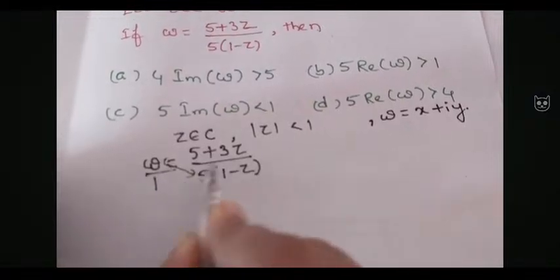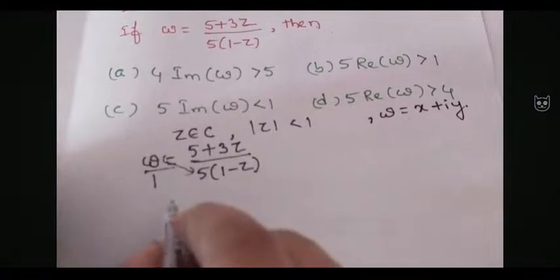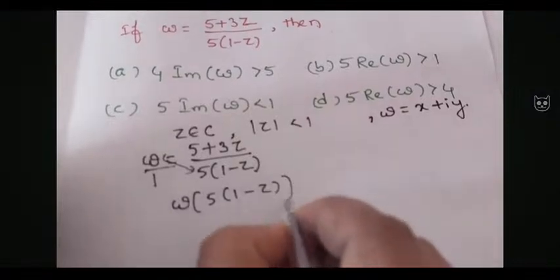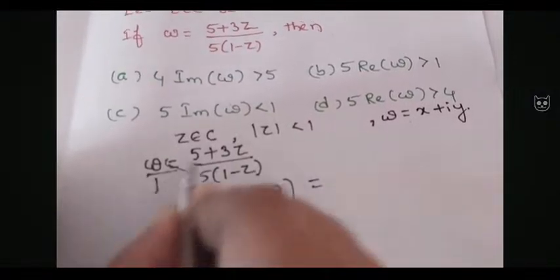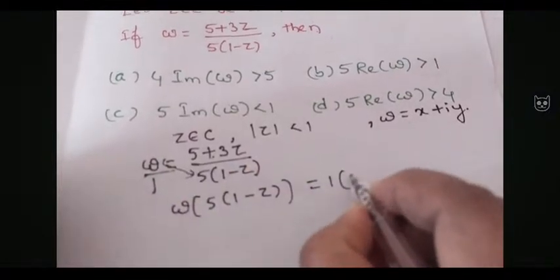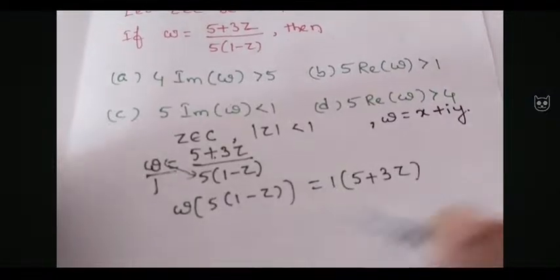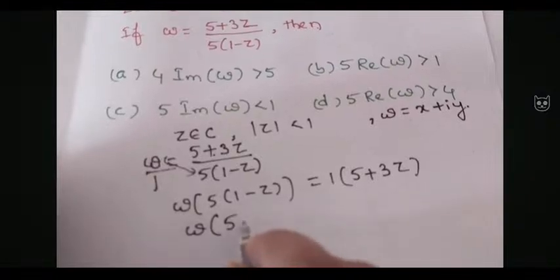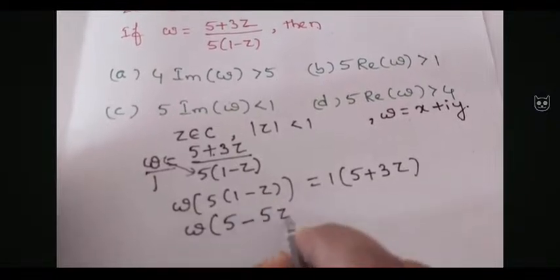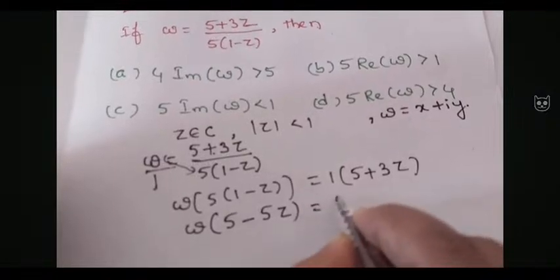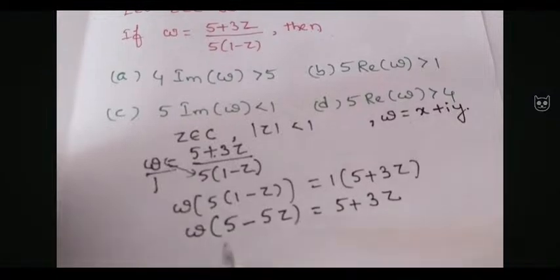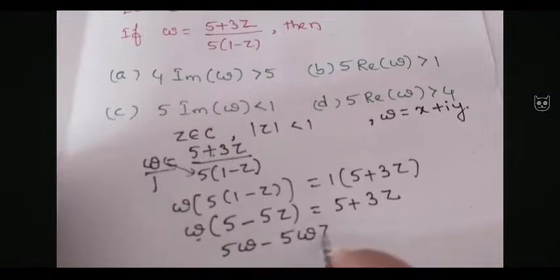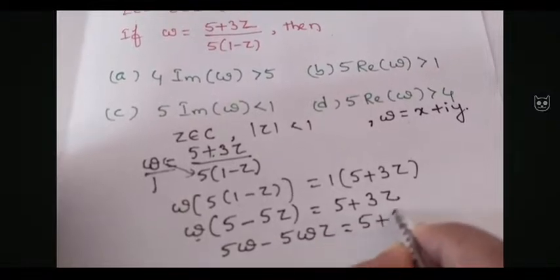Multiply omega with the denominator of this. So we get omega into 5 into 1 minus z, that equals to 1 into this numerator, 1 into 5 plus 3z. Now multiply this one, 5 into 1, 5, minus 5 into z, 5z, that equals to 1 into 5, 5, plus 1 into 3z, 3z. Now omega into 5, 5 omega minus 5 omega z, that equals to 5 plus 3z.